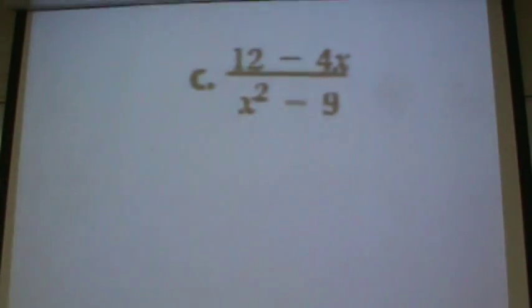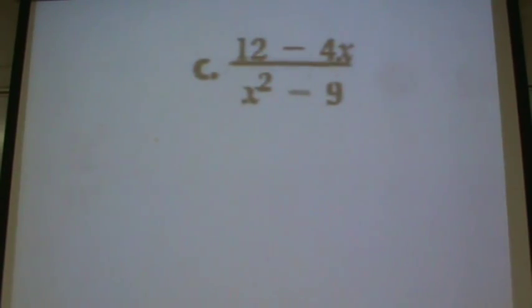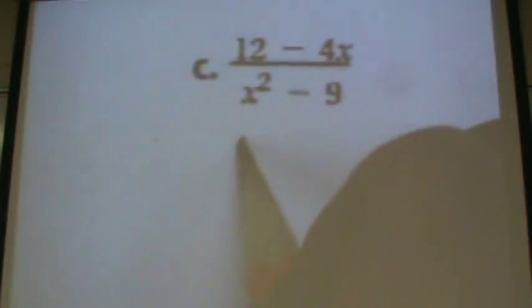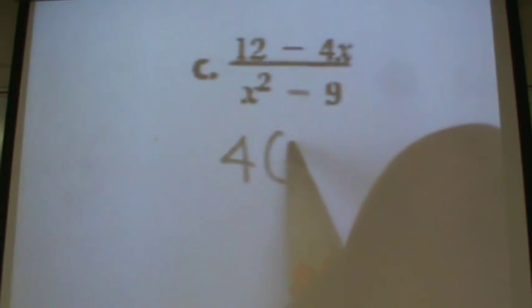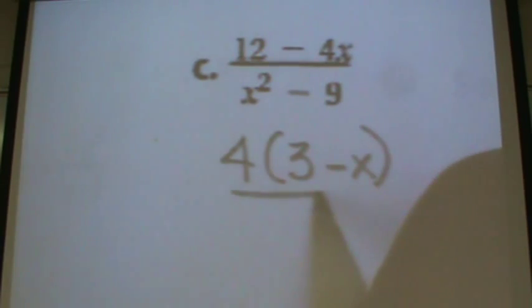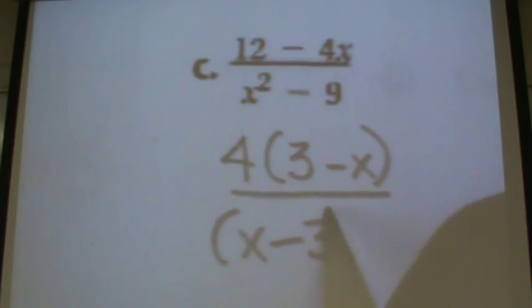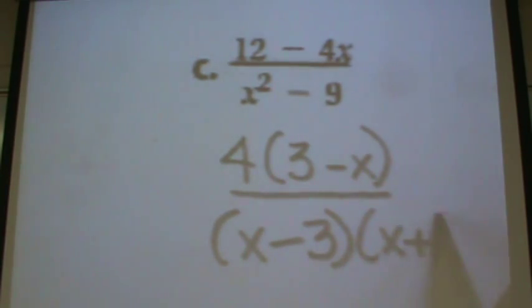Next one. What could you take out of the numerator? That's a GCF. 4. A 4. And what are you left with? 3 minus 1. Good. How about the bottom? Yep.